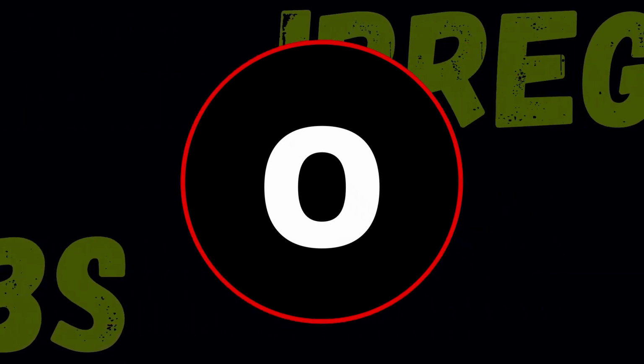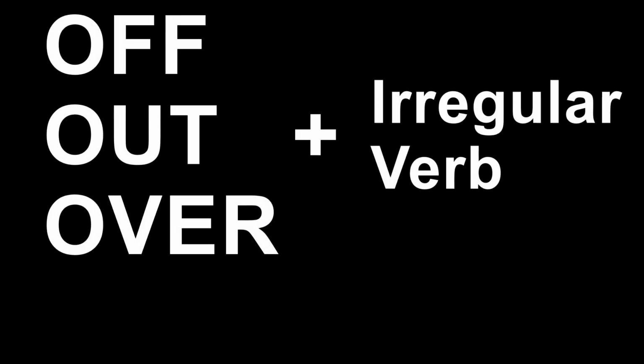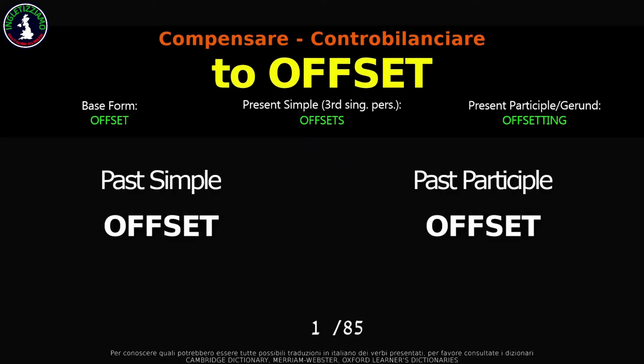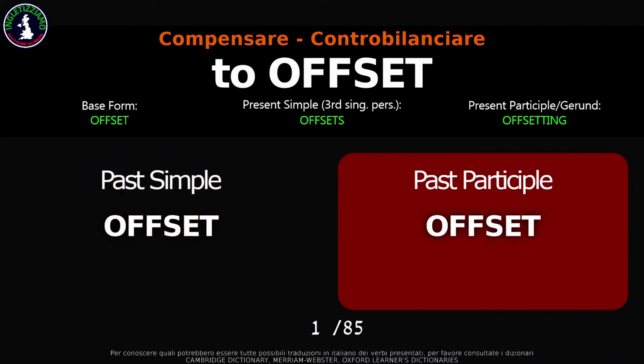Irregular verbs with the letter O. There are no original verbs that start with the letter O and happen to be an irregular verb in English. We just use the adverbs off, out and over and put them in front of an irregular verb. To offset, offset, offset.